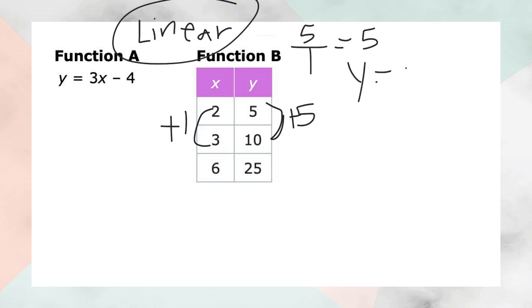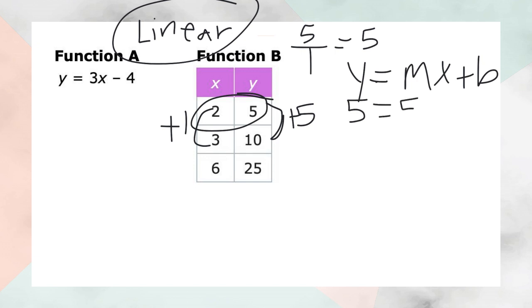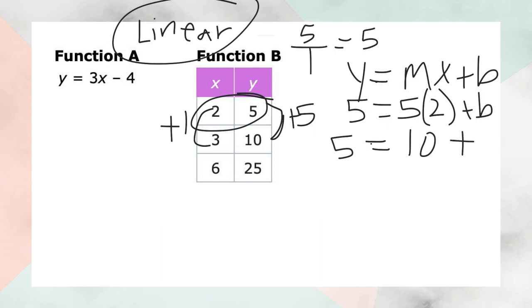Now I use y equals mx plus b, and I plug it in. So you can use any coordinate. I'll just use the first one. So y is 5. My slope I found was 5. My x is 2. And then I bring down my plus b because I don't know what b is, so that's why I leave it there. So now I multiply 5 times 2. 5 times 2 is 10.